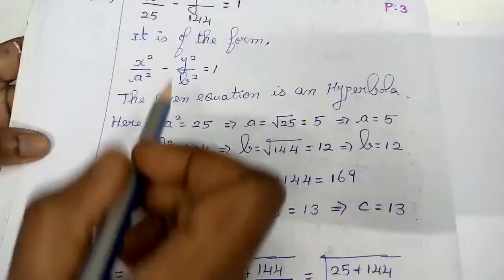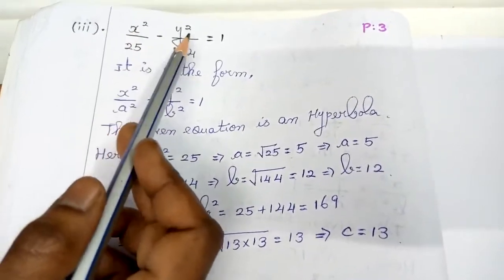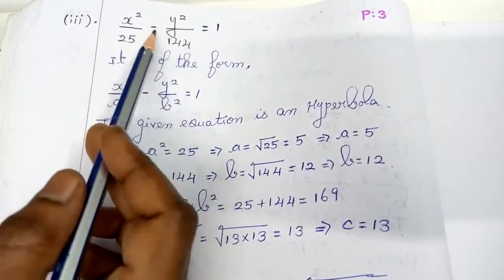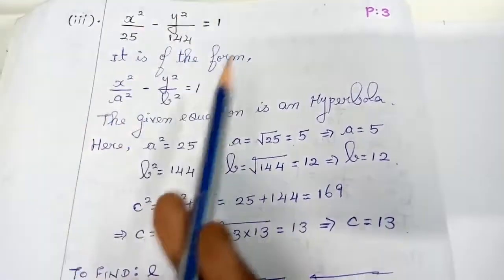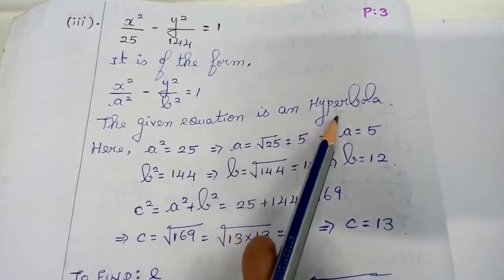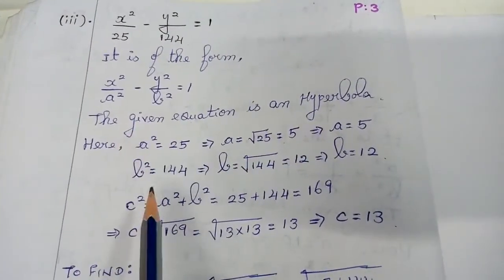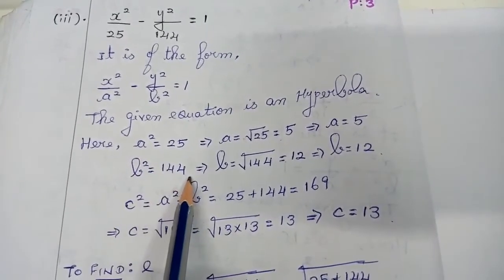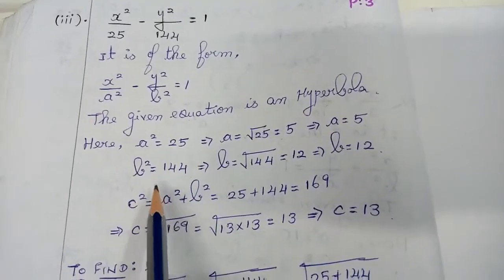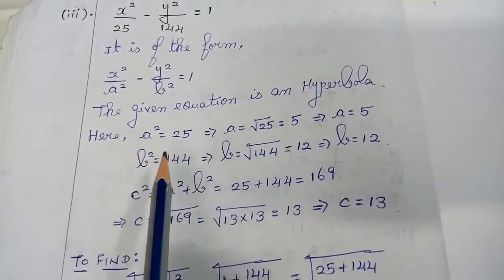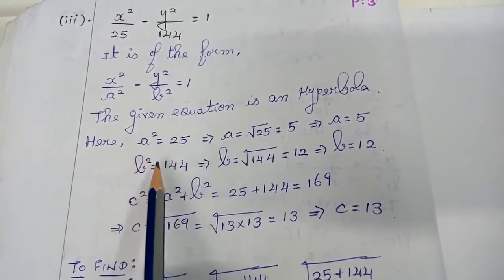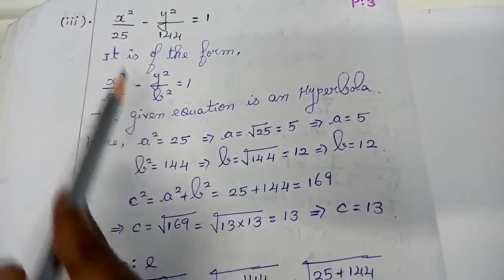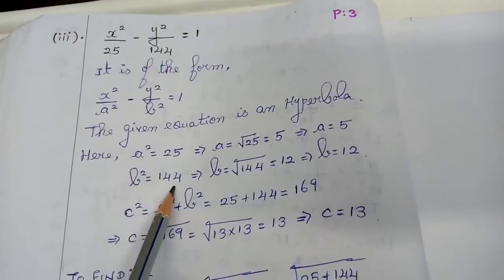Sum number 3, x square by 25 minus y square divided by 144 equal to 1. The middle you are going to have negative, means it is going to be hyperbola. The given equation is a hyperbola. Same procedure students, a square 25, b square is going to be 144. In the case of hyperbola, we are not considering greater or smaller value, just be clear, only for ellipse we will be having that concept.